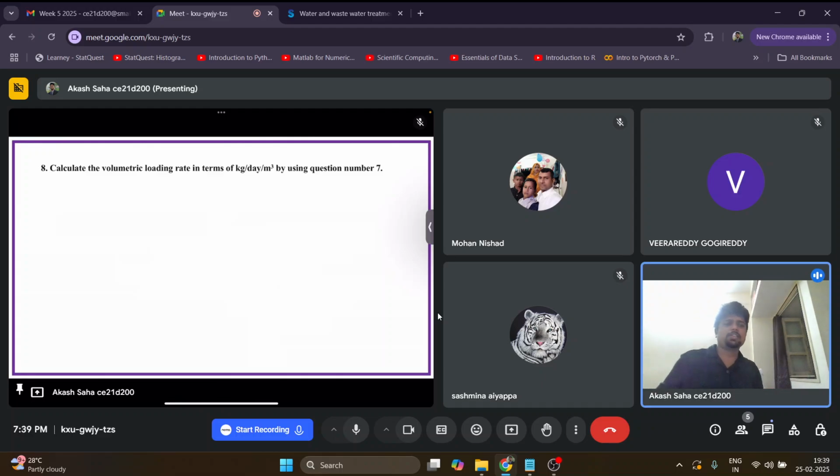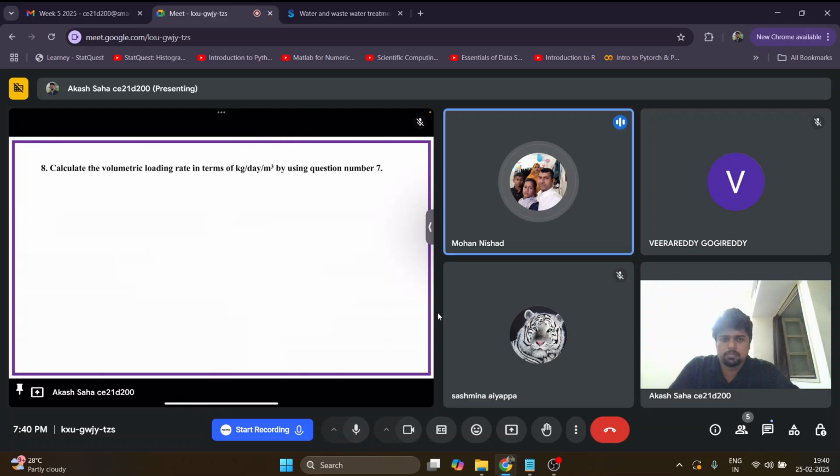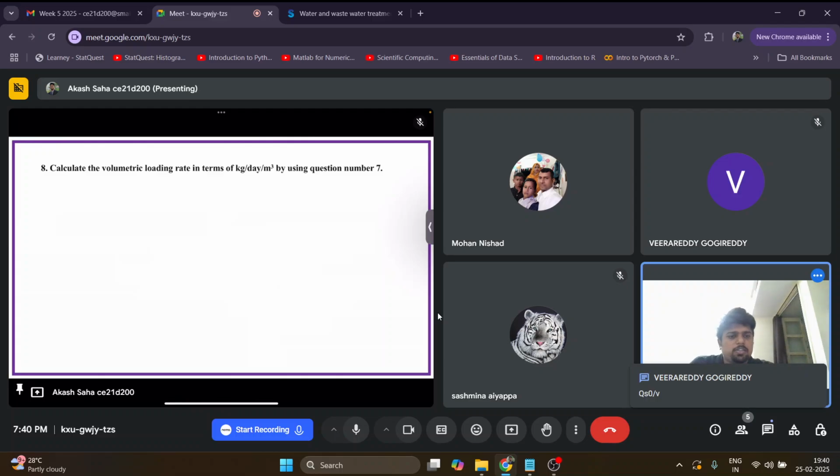So can someone tell me what is the formula of volumetric loading rate? The units are also given, kg per day per meter cube. From this also you can derive the formula. So what is the formula of volumetric loading rate? Any idea about it? Q S naught upon volume. Yeah, that is correct. Q S naught by volume.